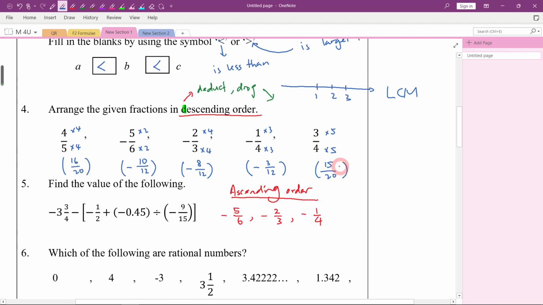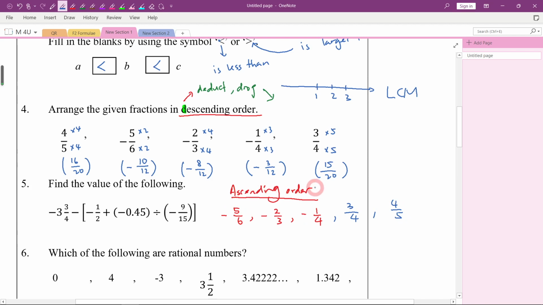Okay, now I think it should be no problem to compare these two, which one is larger. So this is larger, right? So since this is ascending order, I will write this one first, but don't write this one, write this. Then followed by 4 over 5. This is the largest, this is the smallest, but you have to be more careful.